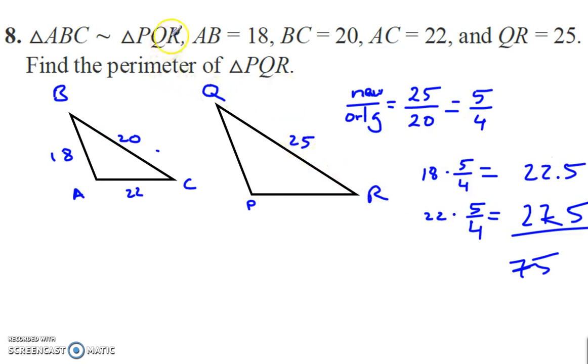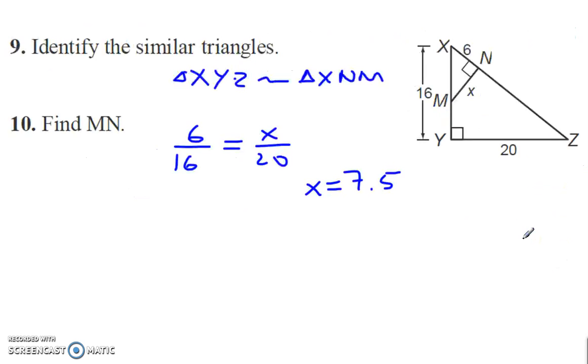Okay. Set this up. Draw yourself a little image. We've got an 18, 20, 22. Make sure you know which sides are the corresponding sides, and then set up a fraction new to original. That's your scale factor. Multiply each of the other sides by that scale factor. 18 times 5/4, 18 times 5 divided by 4 is 22.5. 22 times 5 divided by 4 is 27.5. Add that to the 25 that we had, and you get a total perimeter of 75.